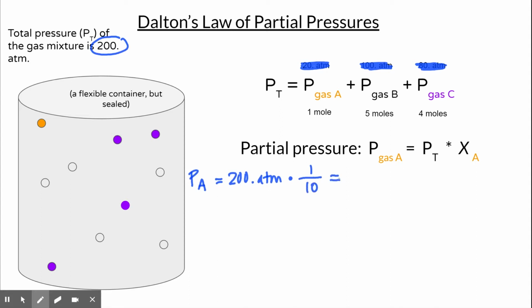1 over 10 is a ratio, so we're not going to use that for significant figures rounding purposes. So we're going to use the 200 atm as our indicator for the sig figs. 200 times 1 over 10 is 20.0 atm. In a similar way, you can solve for the partial pressure of gas B as well as for gas C.